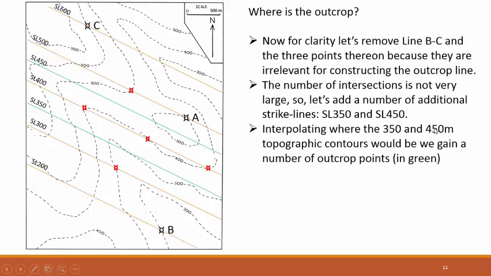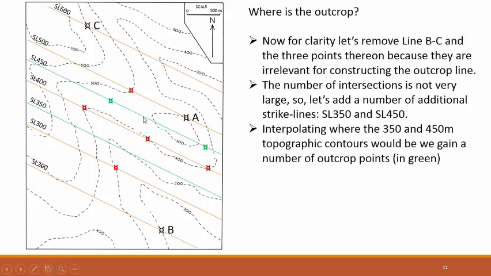Interpolating where the 300 and the 450 meter topographic contours would be, we get a number of additional outcrop points. The 450 meter contour would be somewhere halfway between the 400 and the 500 meter contour. We see here the 500, and the 400 runs around here. Somewhere halfway between the 500 that we also see up here, we will find exposure. And this would be certainly at this point and at this point, halfway between the topographic contours.